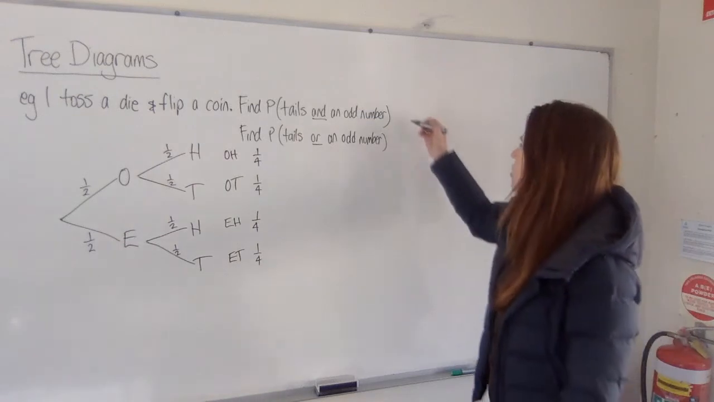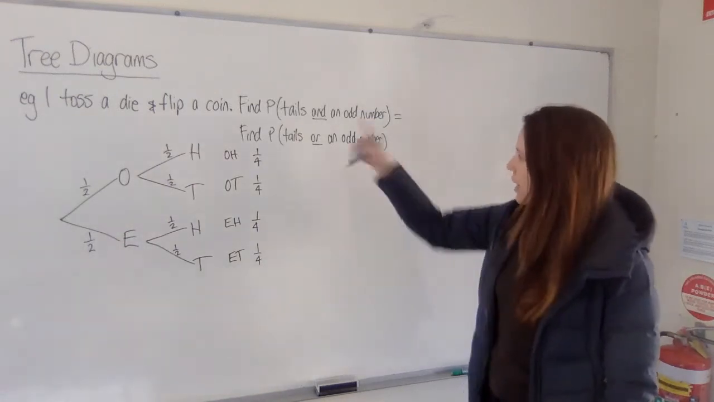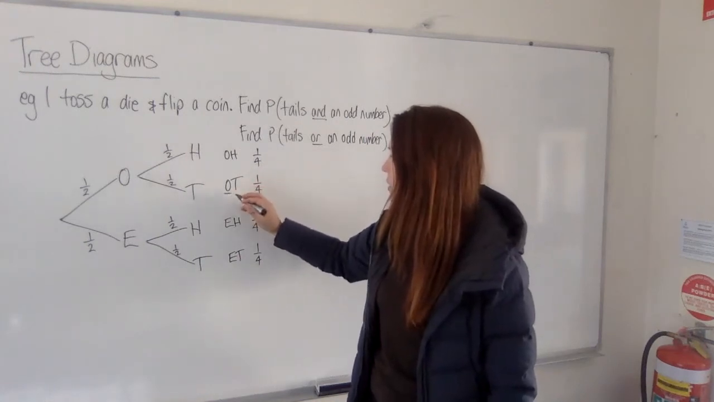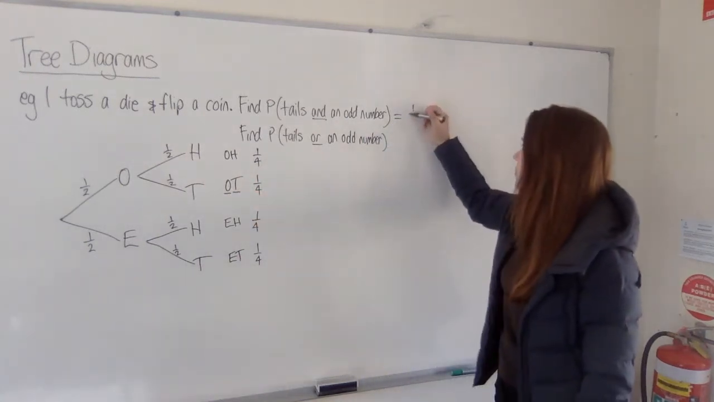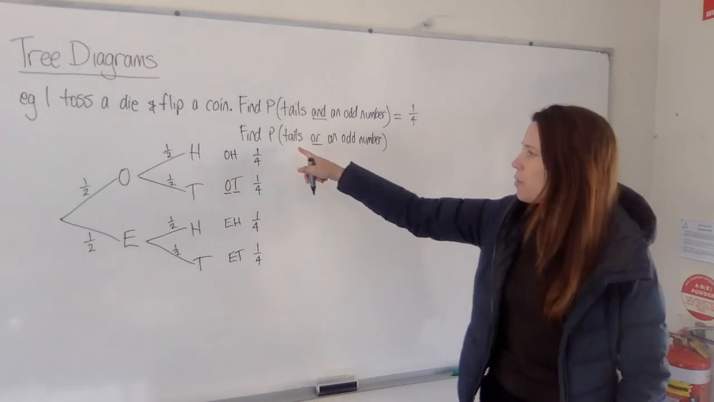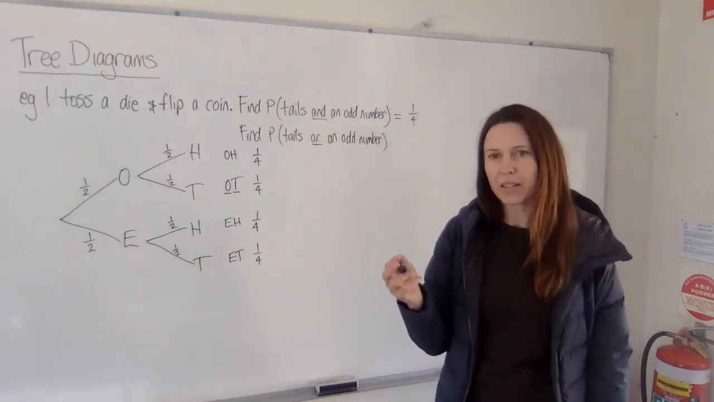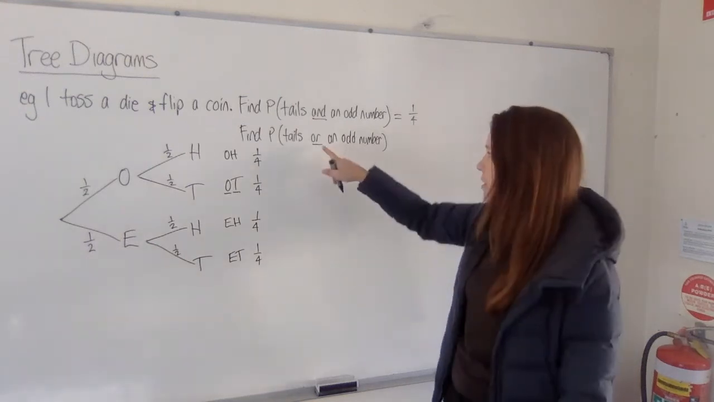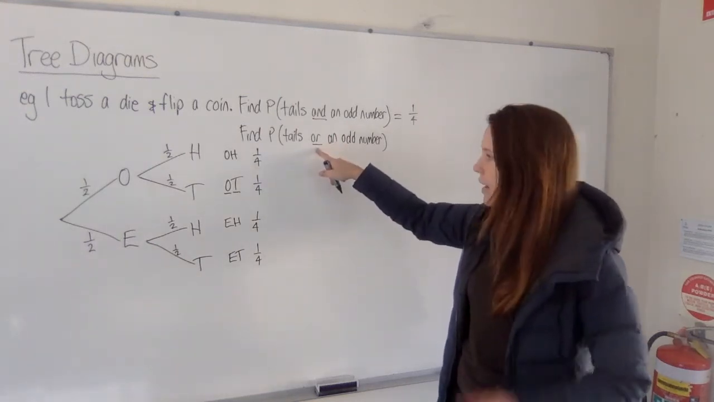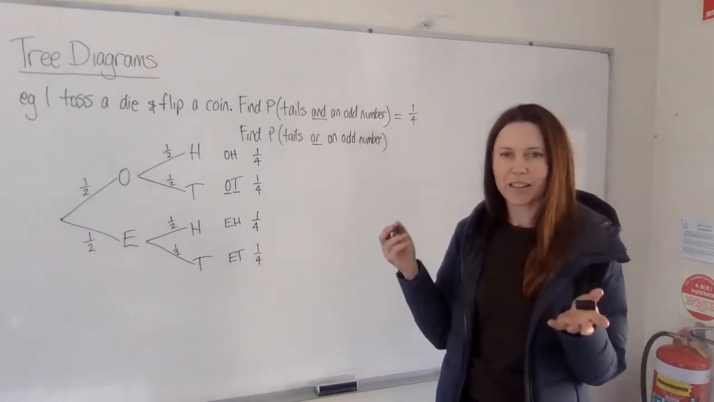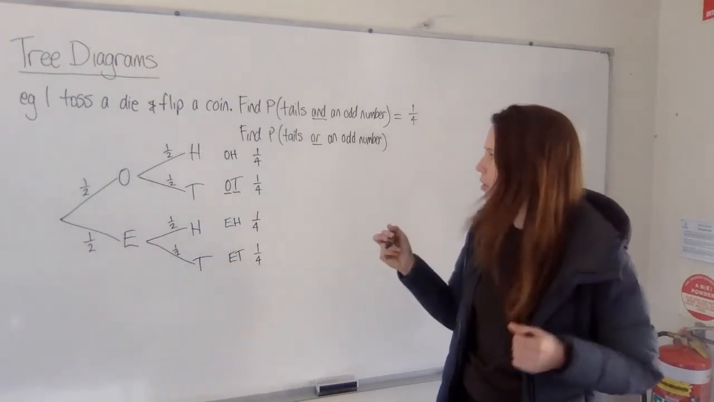Now I can answer my questions. The probability of tails and an odd number, well, there's only one outcome here, odd and tails. It's a quarter. But the probability of tails or an odd number, that word or tells me I might need to add some things together because this is increasing the chances. Anything with tails in it is going to seem like a win. If you imagine it like a win, I think it's easier to work out what you're looking for.